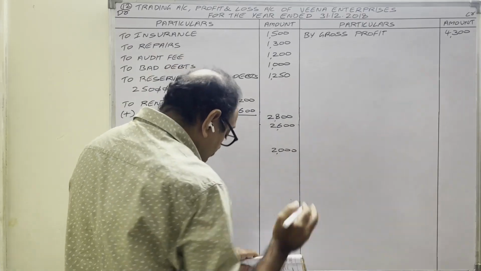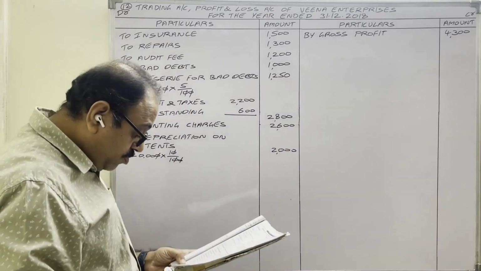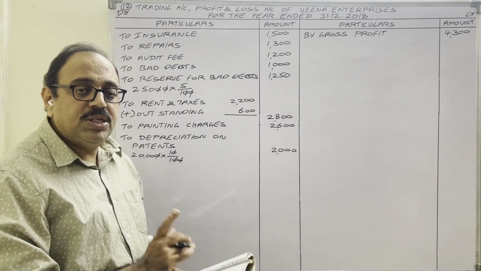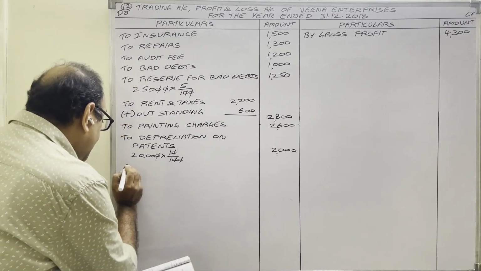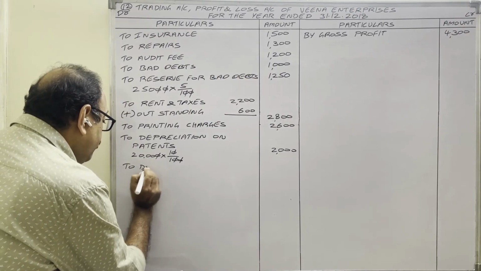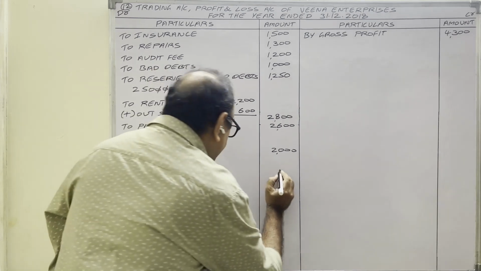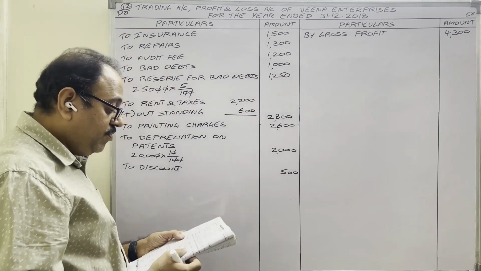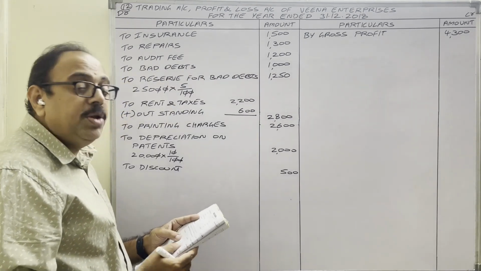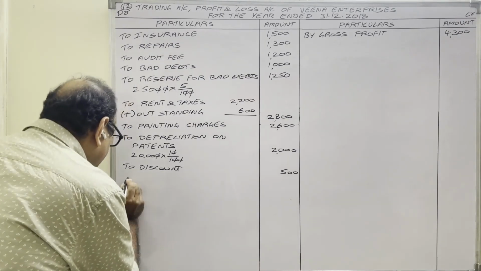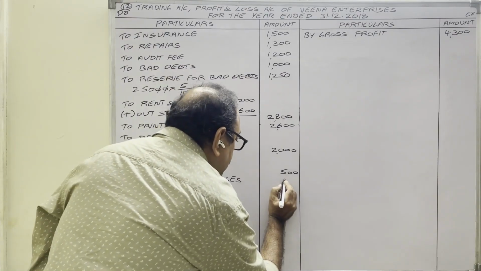Again come to trial balance debit side. After patents, discount. Discount is given on the debit side, means discount allowed. Indirect loss. Debit side of P&L account: To discount 500 rupees. Continuation: freight, furniture, speed post charges. Indirect expenditure here only 900 rupees.